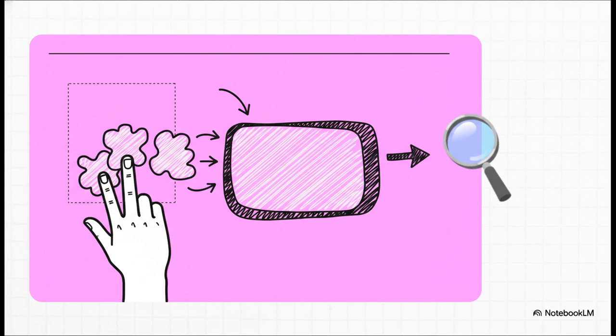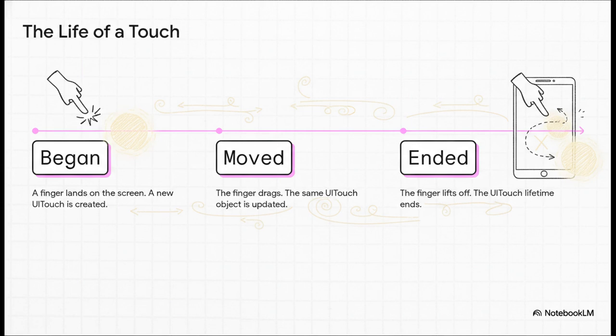Okay, so if you've got multiple fingers on the screen at the same time, how does your app get all those little UITouch name tags? Well, UIKit is pretty smart about this. It doesn't just throw them at you one by one. Instead, it bundles them all up. In methods like touchesBegan, it delivers a set that contains every single UITouch object that just appeared in that one moment.